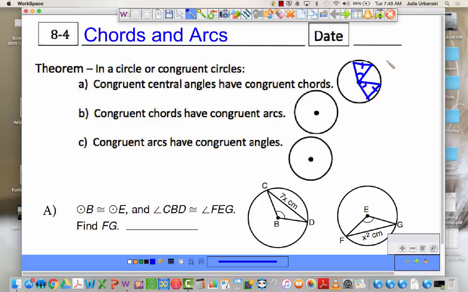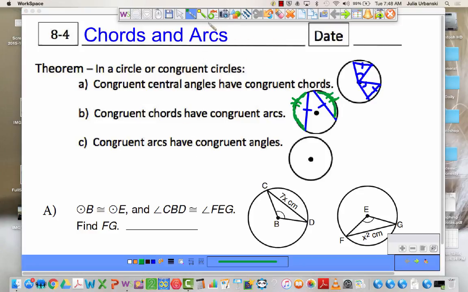Okay? Congruent chords have congruent arcs. Let me draw that one for you. If you have a chord here that is congruent to any other chord in the circle, then the arcs are going to be congruent as well. So this arc right here is going to be equal to this arc right here. All this rule is saying is that when you find two equal parts within a circle, you will always find two other equal parts.